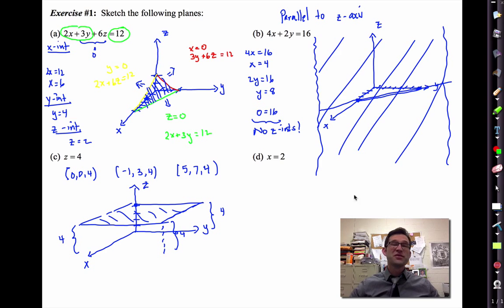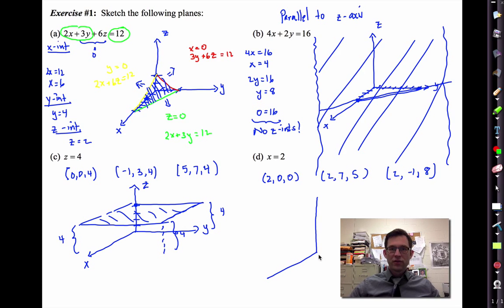Okay, x equals 2, this is going to be way worse. It's very similar to z equals 4, right? Except points like this are on it. Doesn't matter what y or z are, x must be equal to 2.